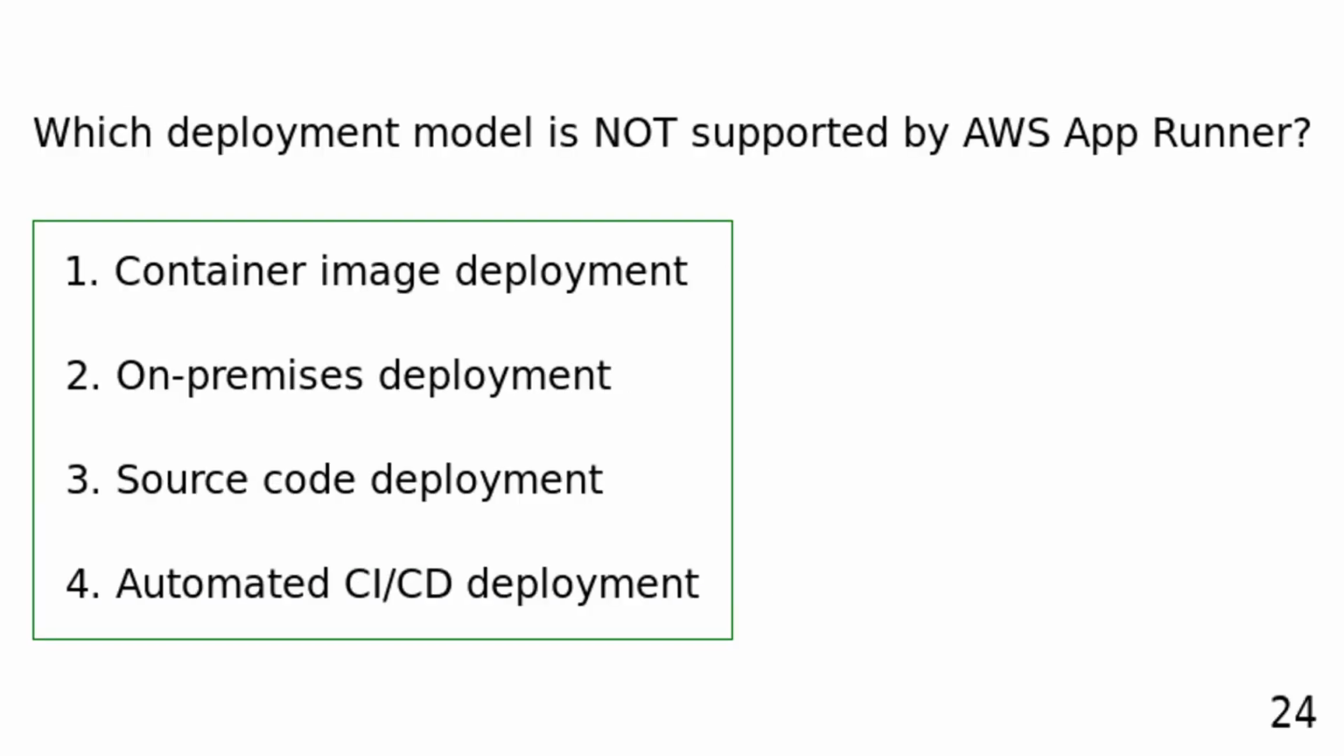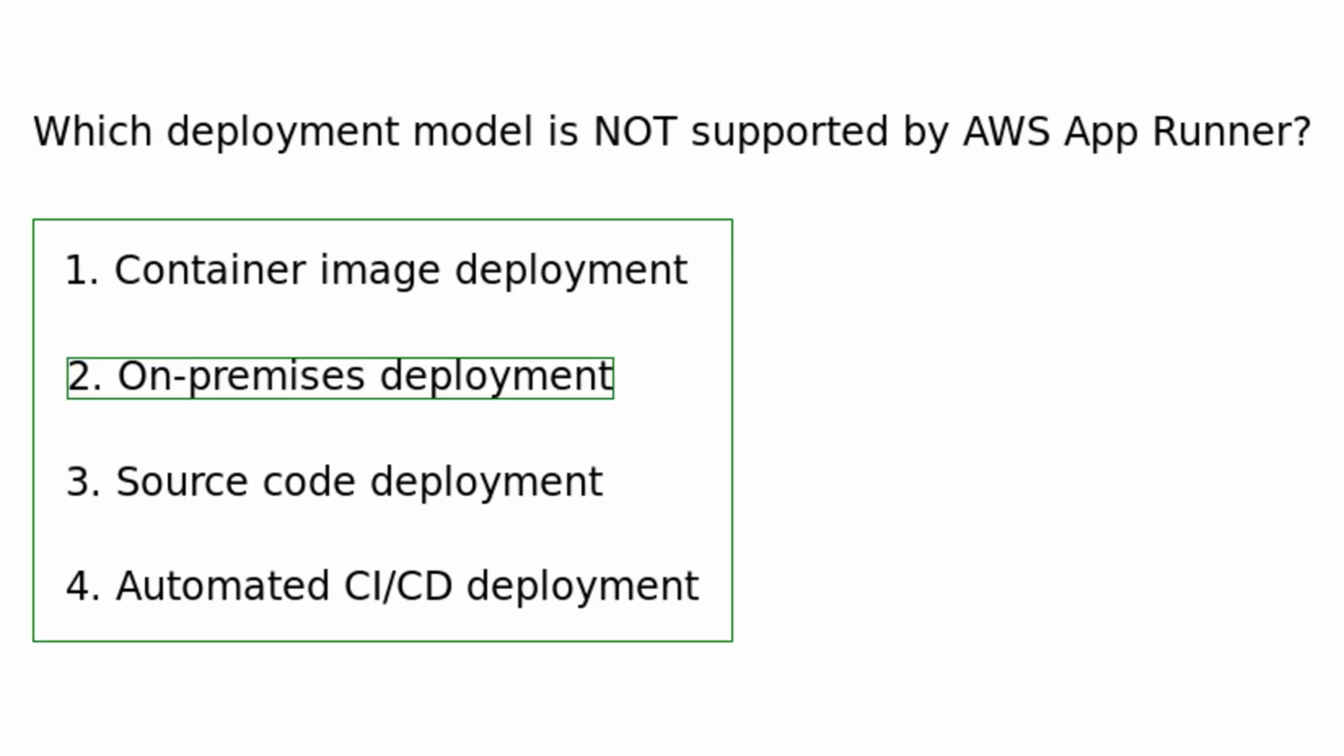Which deployment model is not supported by AWS App Runner? Container image deployment. On-premises deployment. Source code deployment. Automated CI/CD deployment. AWS App Runner does not support on-premises deployment, it is a fully managed cloud service for running containerized applications.